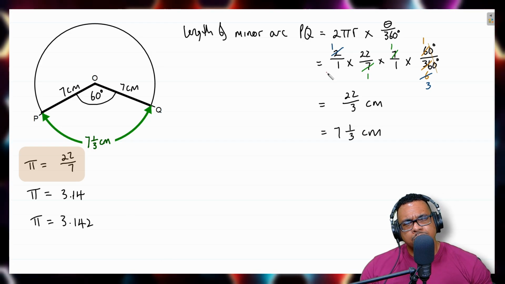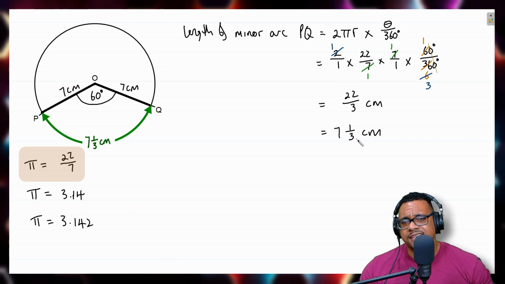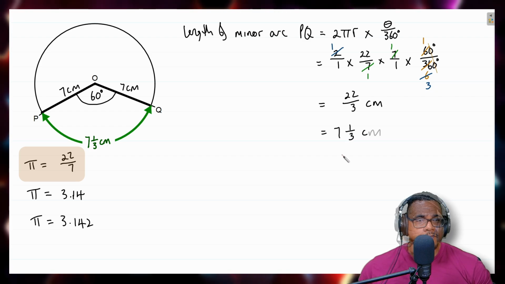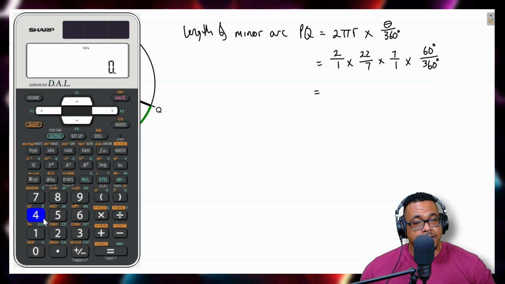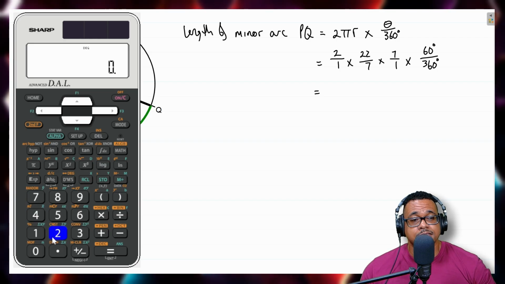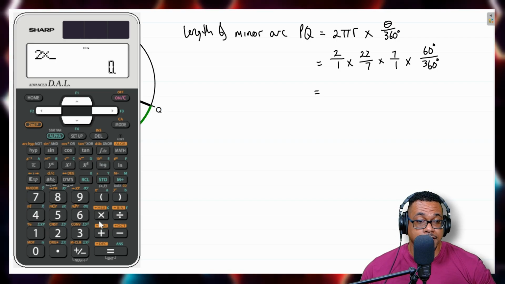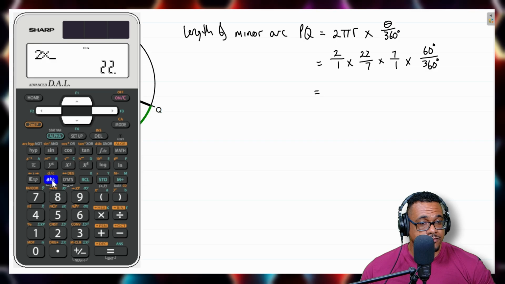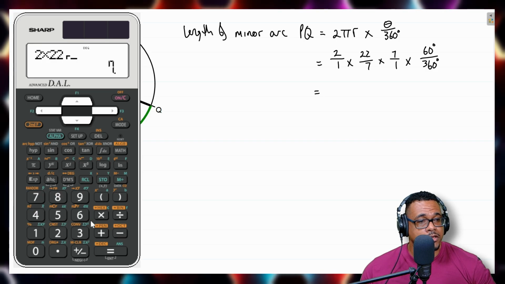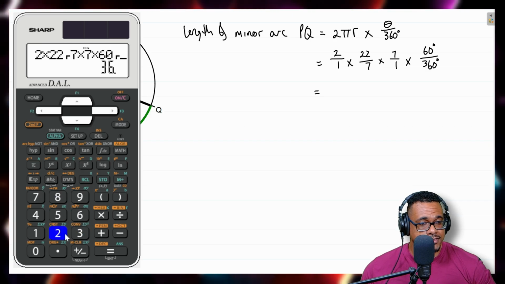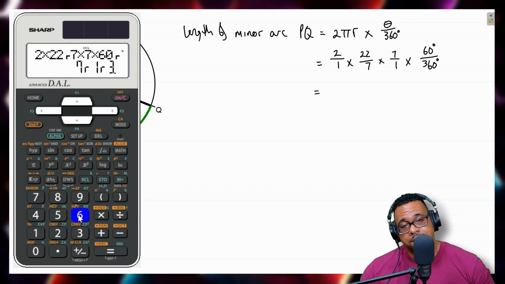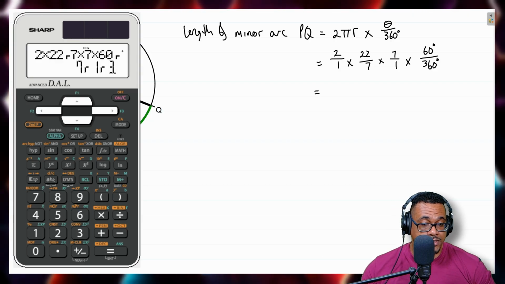Now, let's just say you wanted to work the same thing on your calculator and get the answer as a fraction. All right, so here I have my calculator. I'll simply put 2 multiplied by 22, use the fraction button for over 7, multiply by 7, multiply by 60 over 360, so 60, use the fraction button, press it over 360, press equal, and you see you get the answer 7 and 1/3.